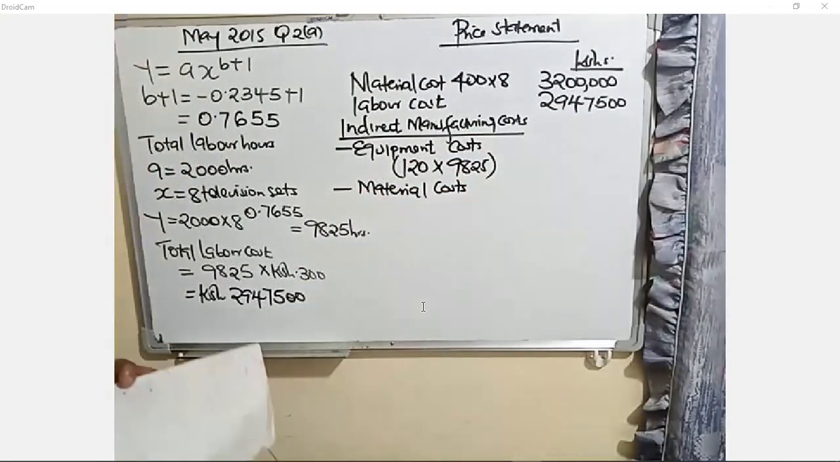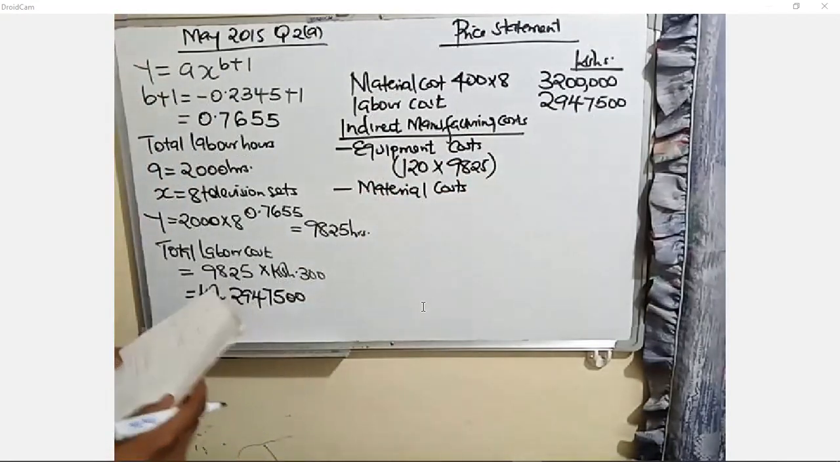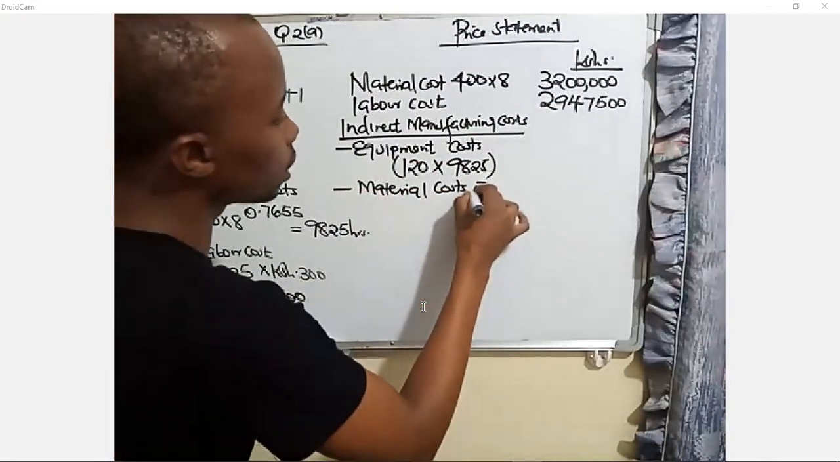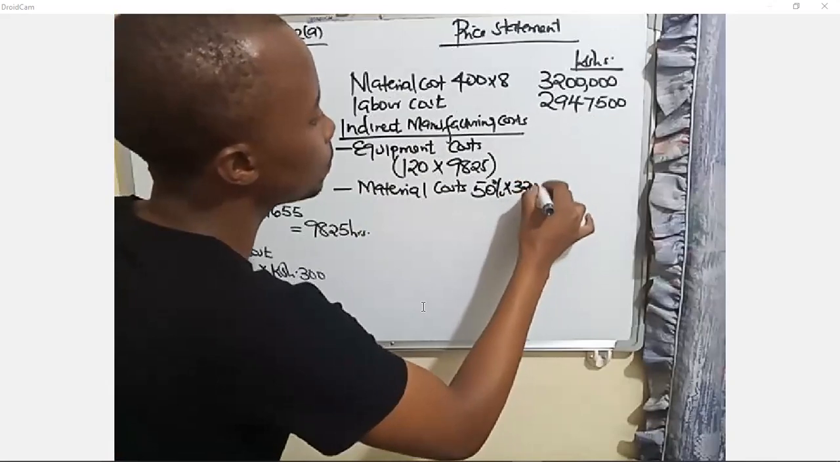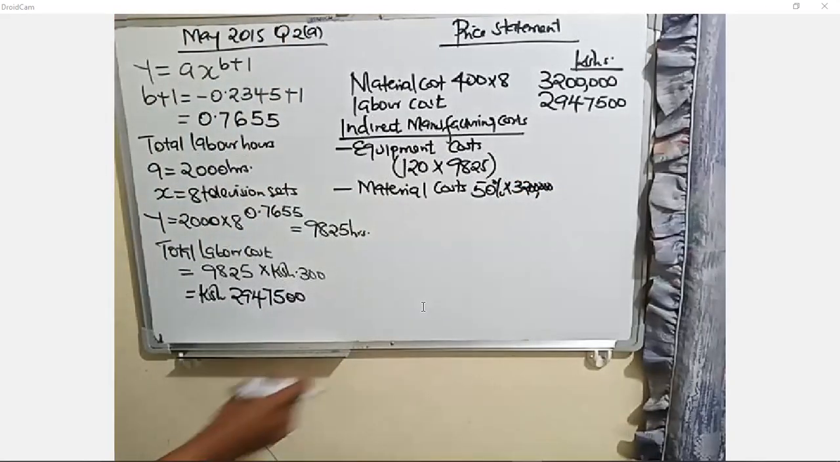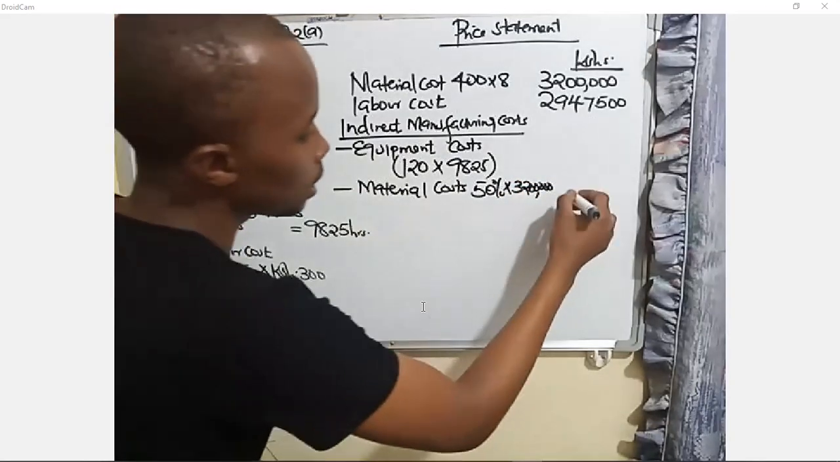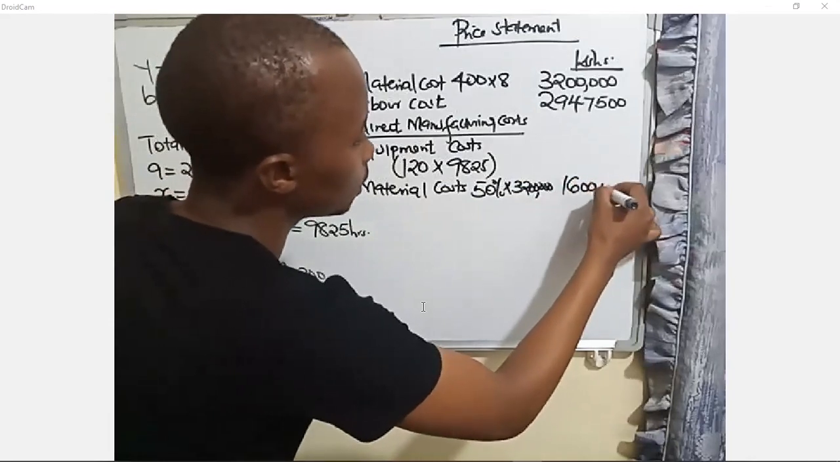Material cost is how much? I've been told the material handling related indirect costs are at the rate of 50% of the material. So it is 50% of 3.2 million. These are half of this, which is 1.6 million.